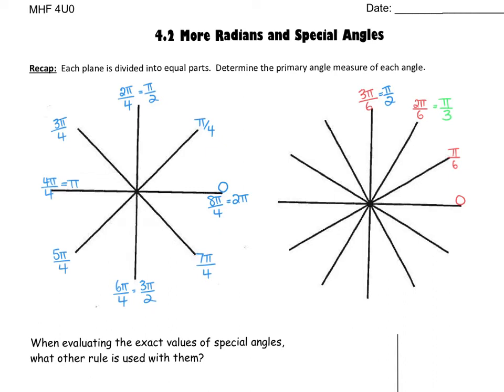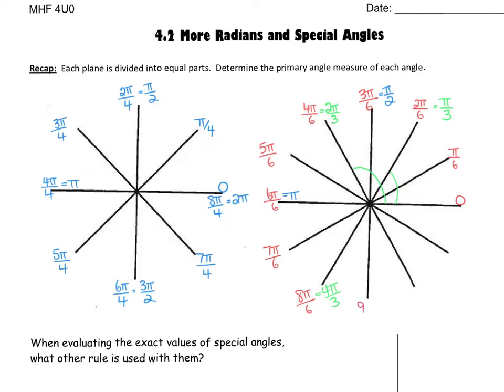Okay, the next one would be 4 pi over 6, which reduces to 2 pi over 3. Okay, so note that was 1 pi over 3. This is 2 pi over 3. And I think from now here, you probably get the idea. This one's 5 pi over 6, doesn't reduce at all. The next one is 6 pi over 6, which reduces to pi. The next one is 7 pi over 6, doesn't reduce. The next one is 8 pi over 6, which reduces to 4 pi over 3.